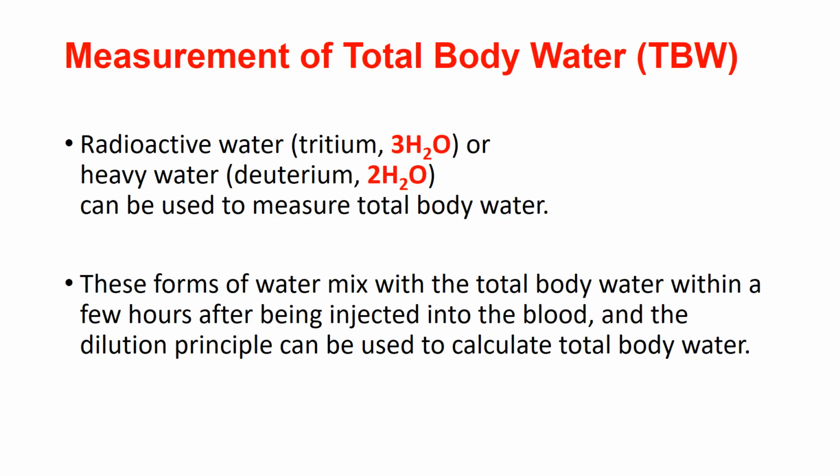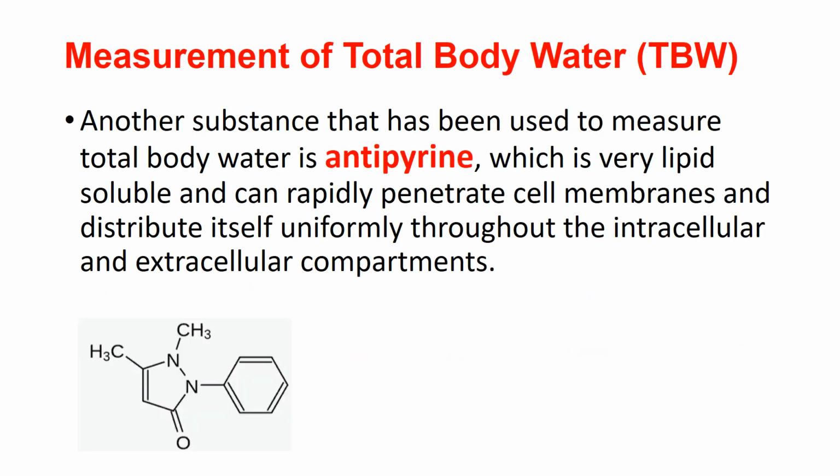Measurement of total body water, TBW. Radioactive water, tritium, or heavy water, deuterium, can be used to measure total body water. These forms of water mix with the total body water within a few hours after being injected into the blood, and the dilution principle can be used to calculate total body water. Another substance that has been used to measure total body water is antipyrine, which is very lipid soluble and can rapidly penetrate cell membranes and distribute itself uniformly throughout the intracellular and extracellular compartments.